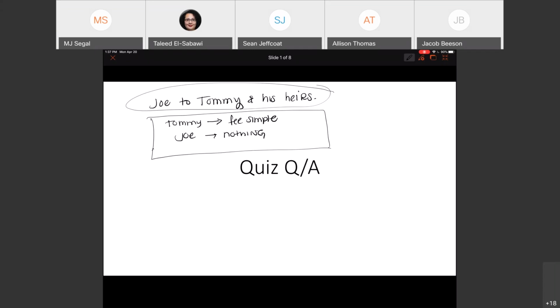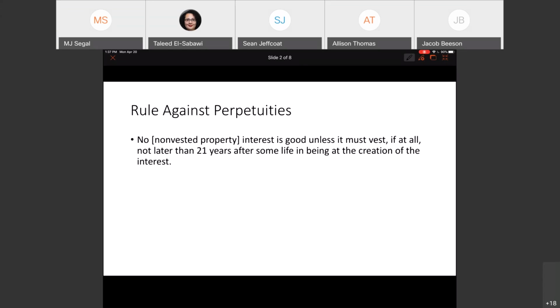All right. Seeing none, let's start talking about the rule against perpetuities. Before I get into the details, I first want to say that the rule against perpetuities is a very difficult rule to wrap your head around. And so is future interests, estates and future interests. You will see estates and future interests again when you get to wills and trusts. It is a difficult concept.